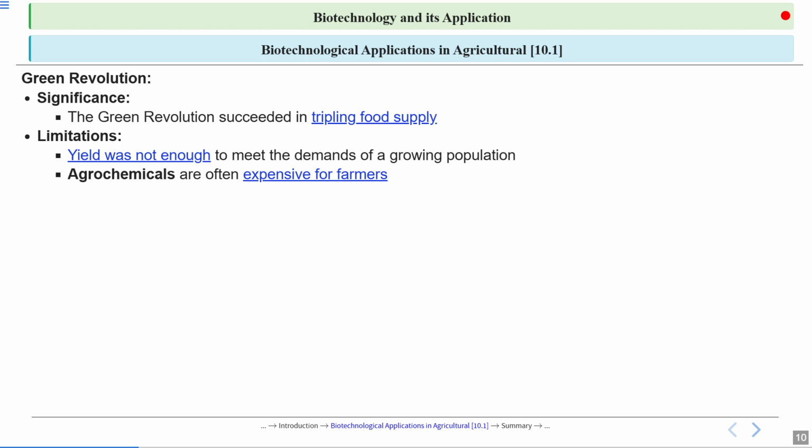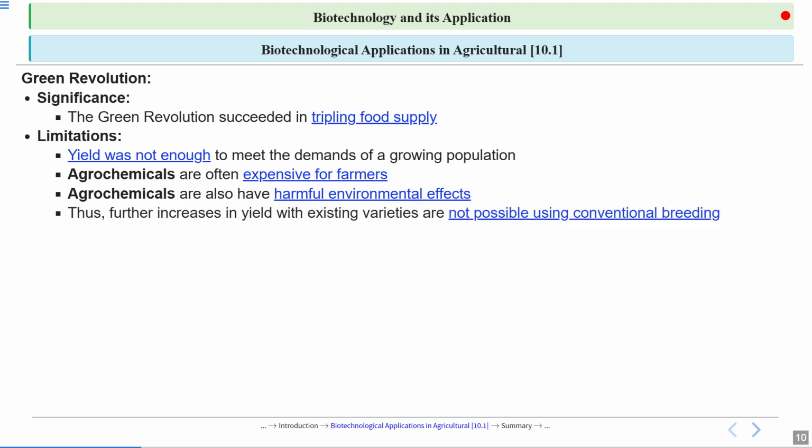Then, agrochemicals are often expensive for farmers. These fertilizers and pesticides are very expensive for farmers. And these agrochemicals are also very harmful to the environment. We have studied a lot since childhood how these pesticides and chemically synthesized fertilizers cause harm to the environment, and even to people's health.